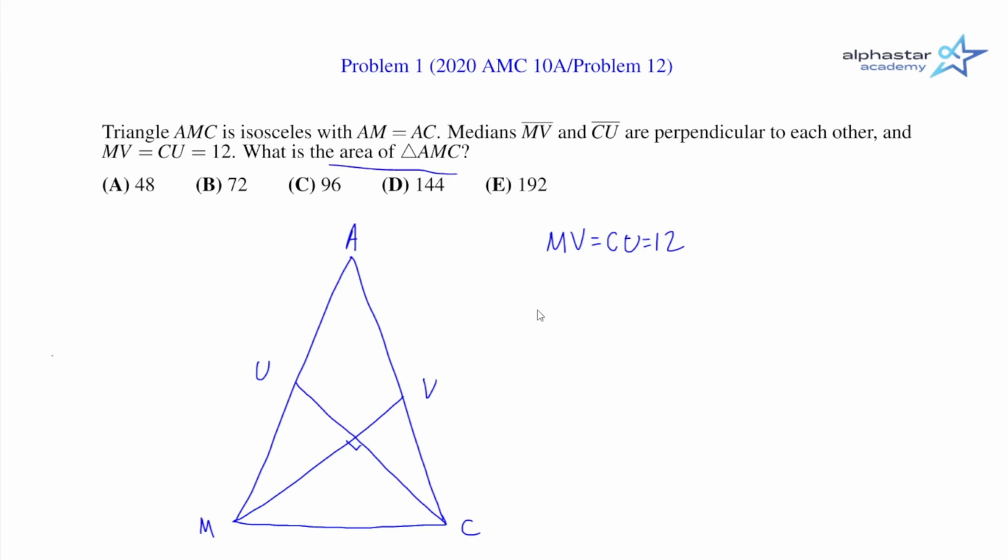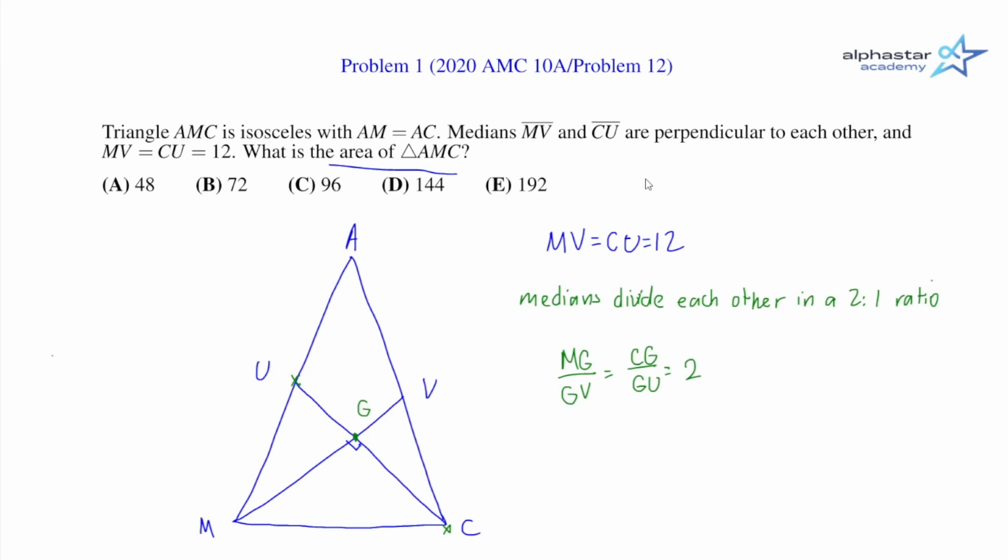In this case, we should probably be thinking about what a median really means. Well, you know properties of medians. You should know that medians divide each other in a 2-to-1 ratio. And basically all that means is that if we let G be the centroid, the intersection of these two medians, then MG to GV is the same as CG to GU equals 2, right, 2-to-1 from the vertex to the midpoint of the opposite side.